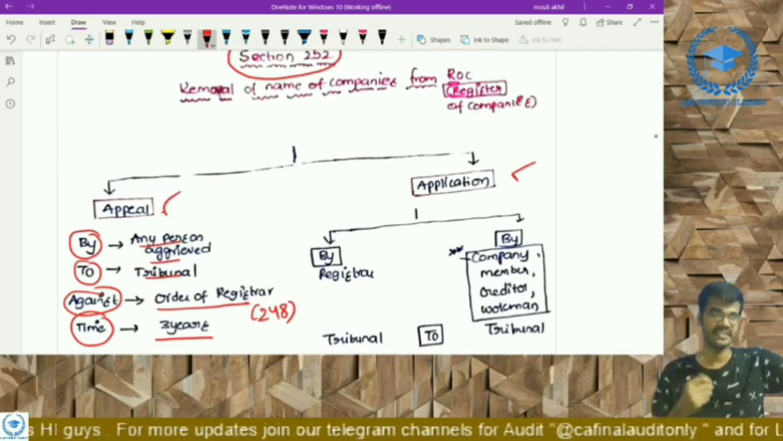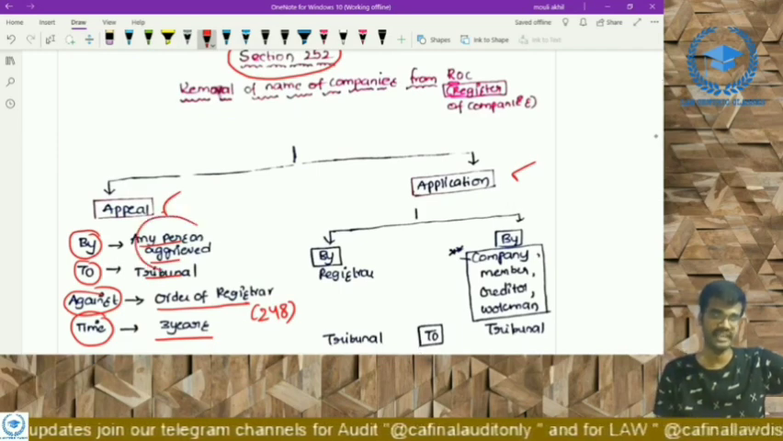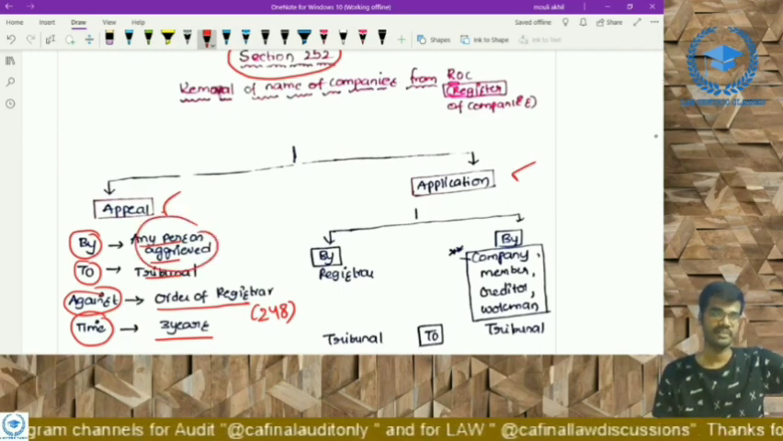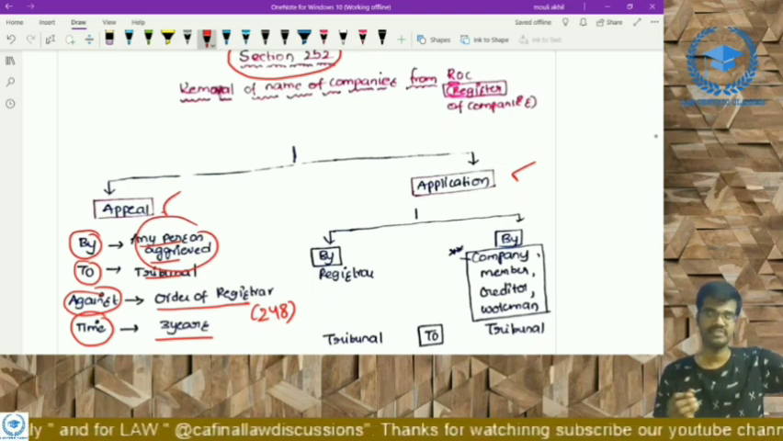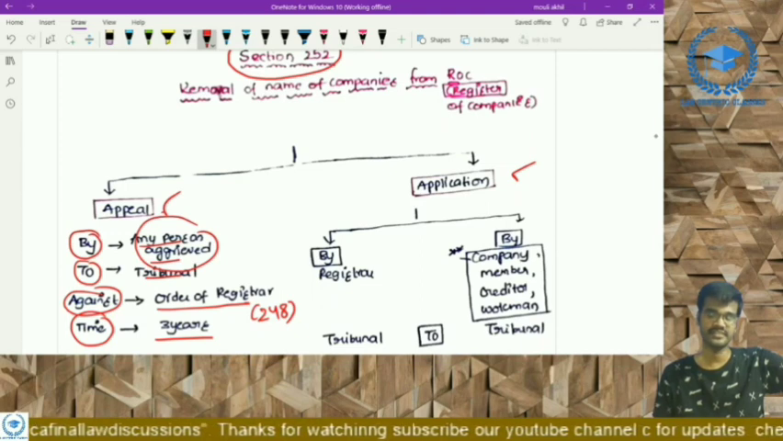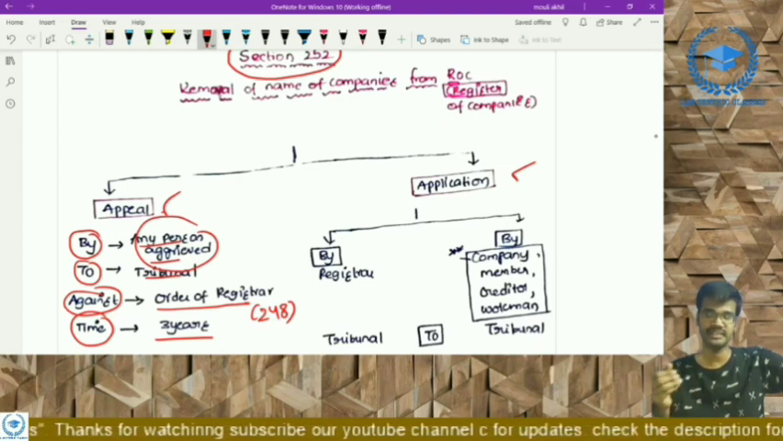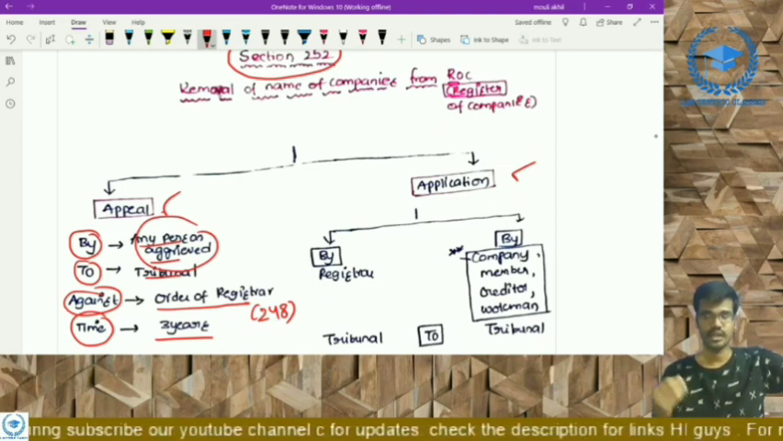Appeal by any person aggrieved. Here the point is that any person aggrieved can make an appeal to the tribunal. The time is 3 years. Coming to the application part, we have divided it into 2 categories. The one is the registrar and the second is the 4 parties, that is the company, member, creditor, and the workman, right?